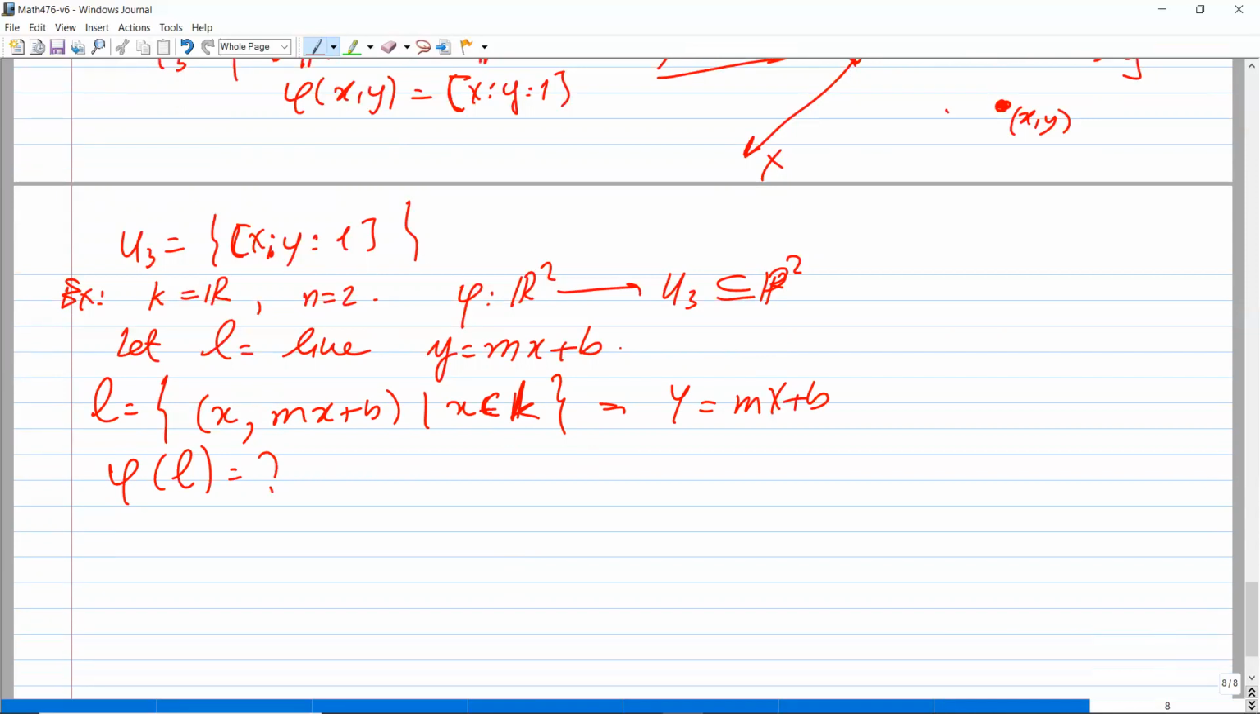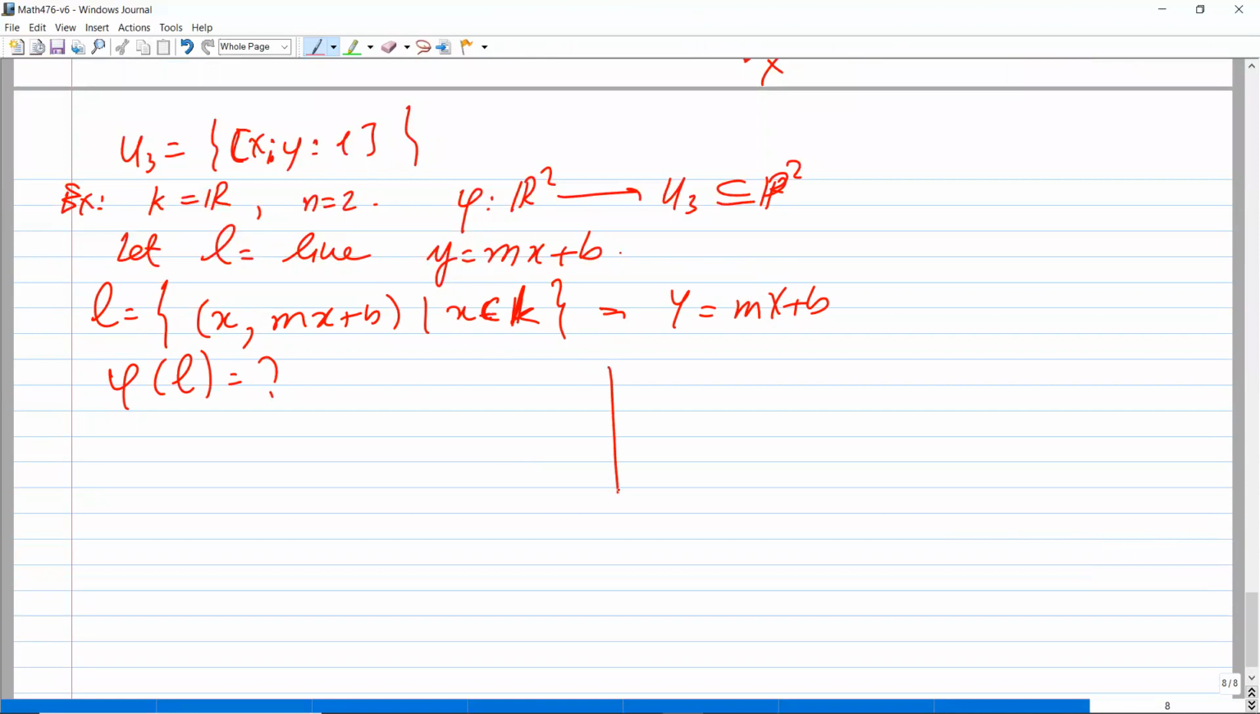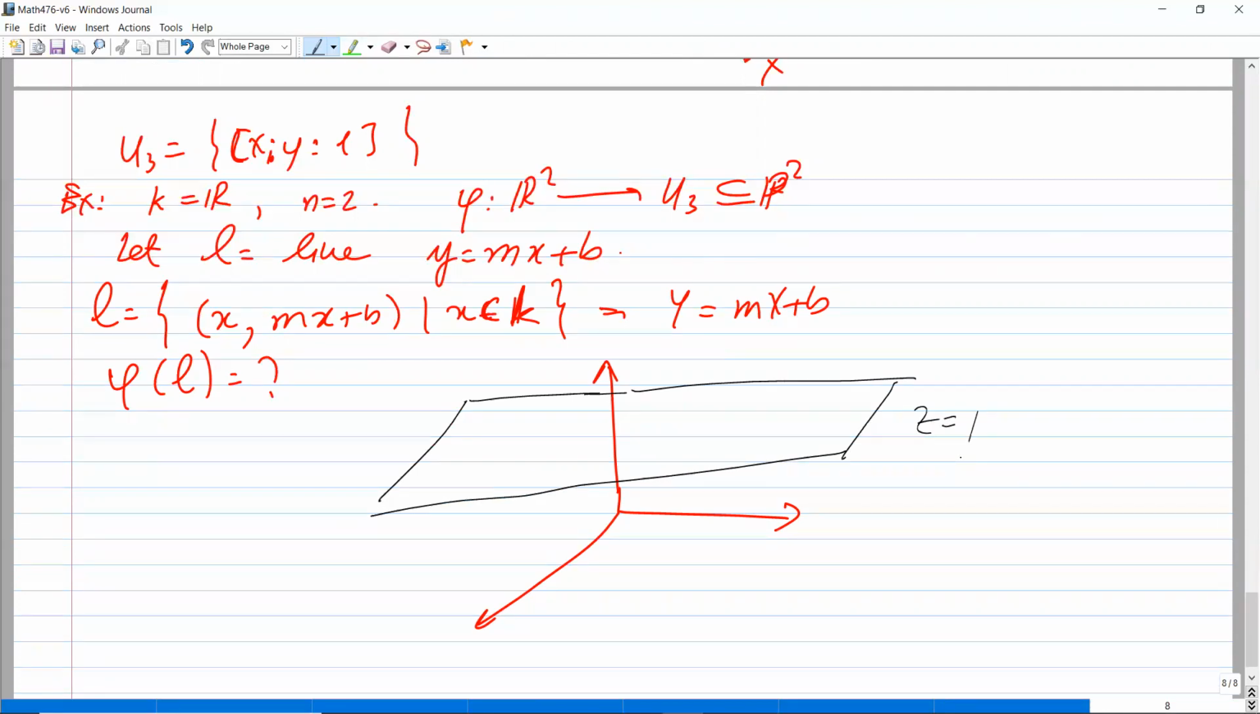So just consider the above explanation. Let me change this to a finer picture. So here is the plane, let's say z equals 1. Let's take this line as like this. So this is the line, let's say y equals mx plus b. And if you take the last coordinate to be 1, we have this line. So our function takes this point to which point?